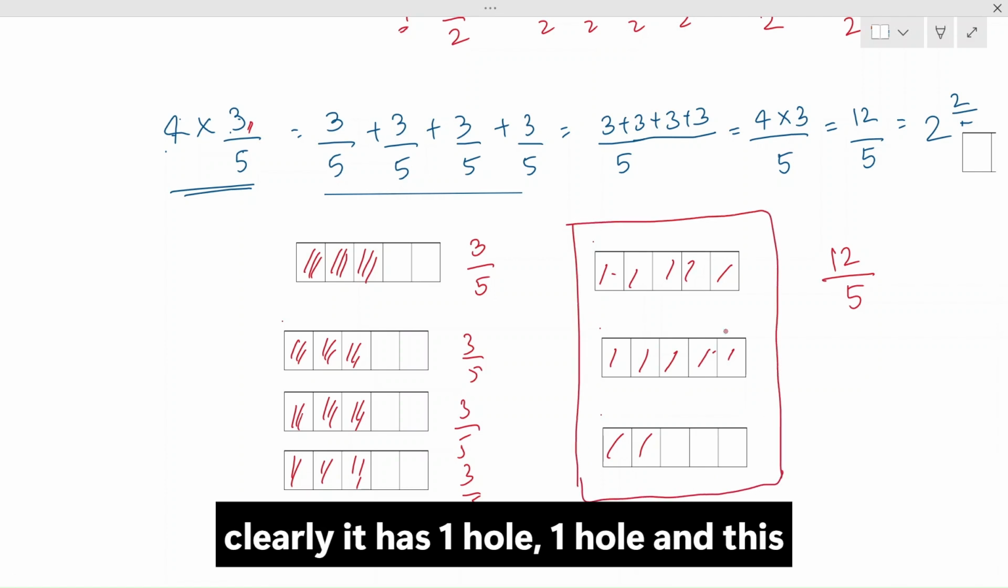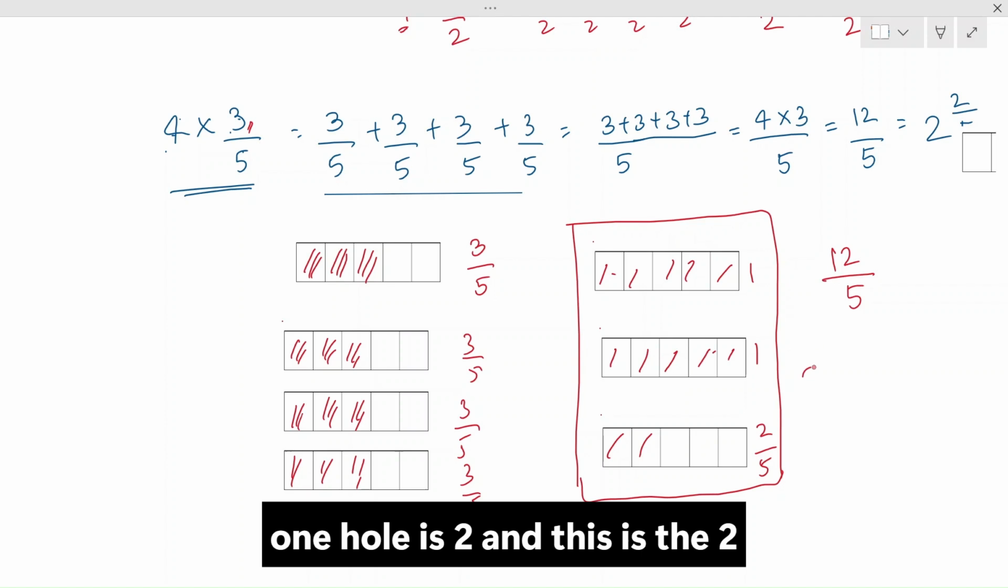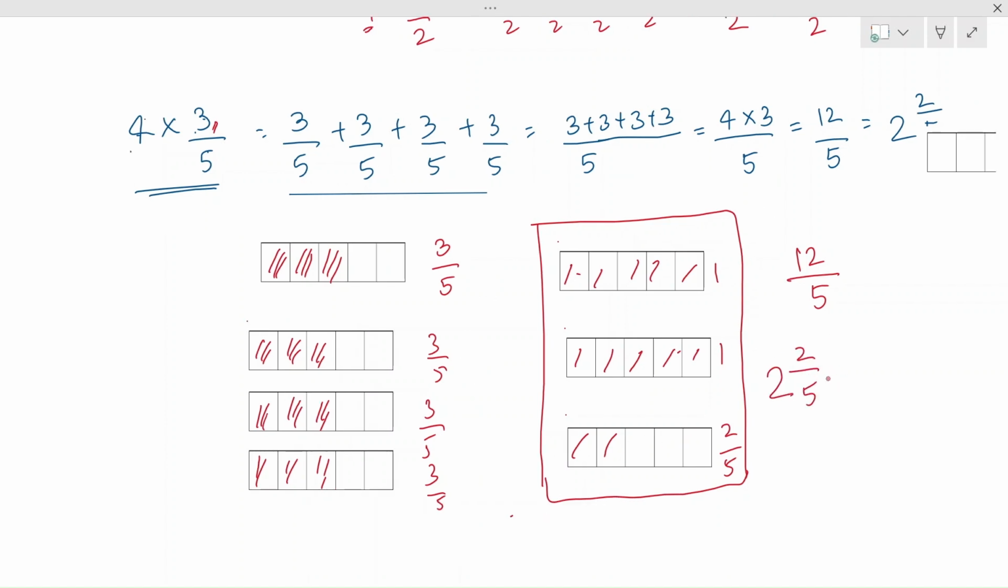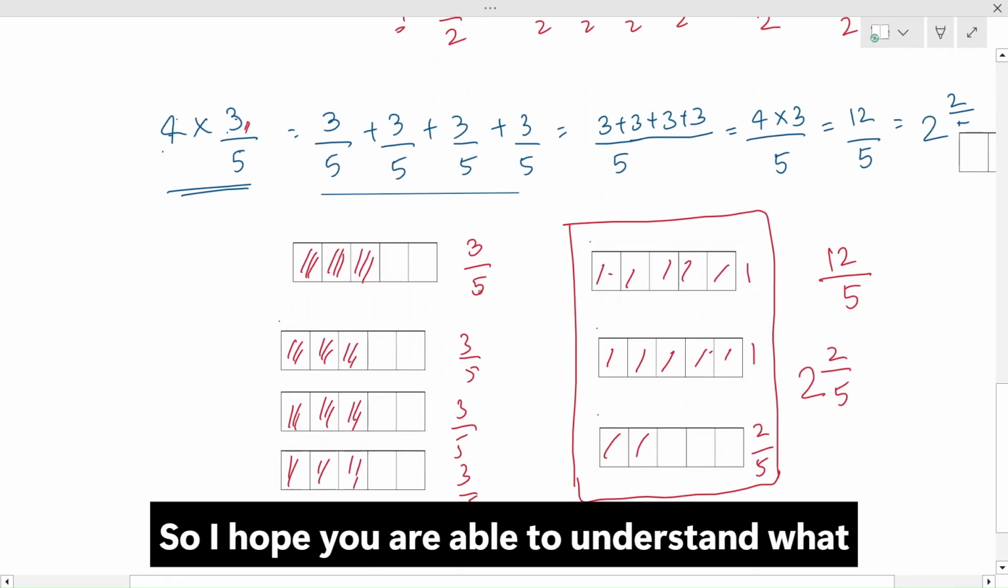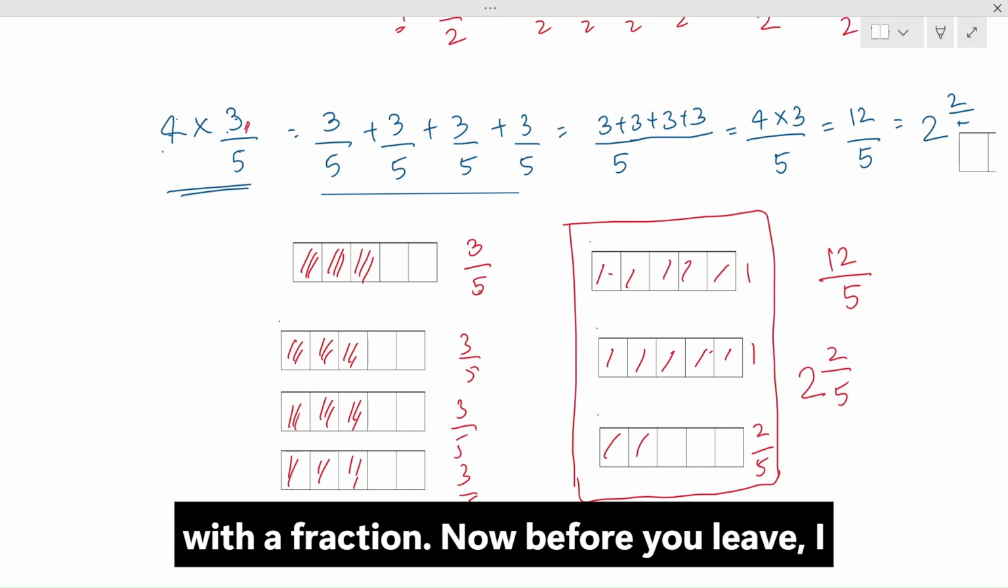And as you see clearly, it has one whole plus one whole, which is 2, and this is 2 by 5. So the answer is 2 and 2 by 5. So I hope you are able to understand what happens when you multiply a whole number with a fraction.